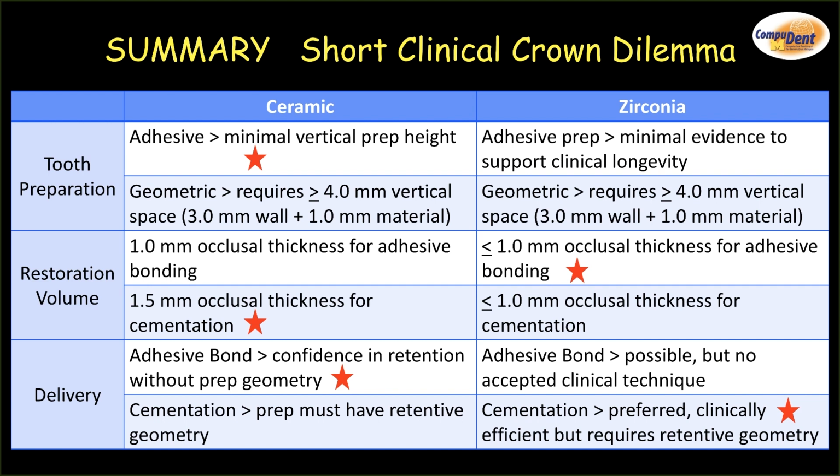We can do it in smaller dimensions. And I think I'm still going to defer to the cementation for predictability. I think the adhesive bond is a potential. I'd love to do some work in that area to see if I could replicate an adhesive type preparation for a ceramic and make it successful for zirconia.